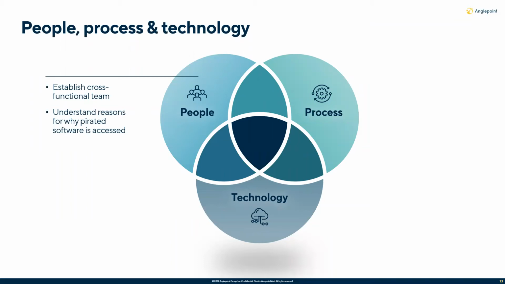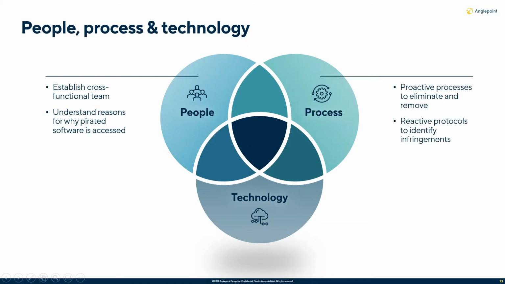The second element is process. And here we have developed proactive and reactive processes to best manage pirated software. From a proactive perspective, we can break it down into a couple of elements. If we think back to the first goal of SAM, it is to enable. So we need to ensure that every piece of software comes through that formal approval process aligned with an approved software catalog. If that is the case, then all software can only be installed if it is from the approved catalog, of which pirated software obviously would not be included.